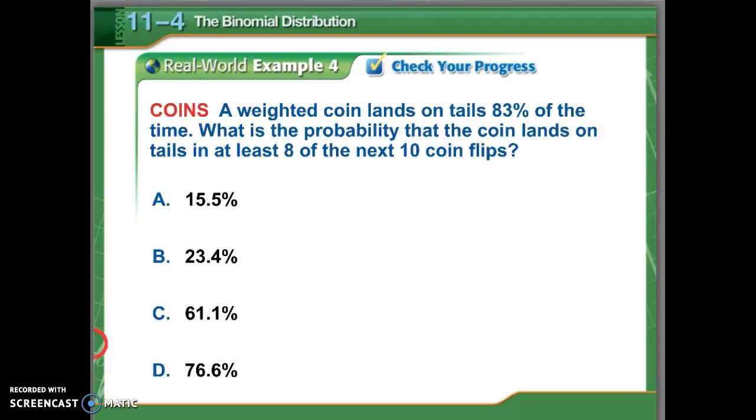Okay, our answer this time is choice D, 76.6%. That's the probability that the coin lands on tails in 8 out of 10 flips, if the coin has an 83% chance of landing on tails. All right, that brings us to the end of Unit 5, Lesson 4 on the binomial distribution.